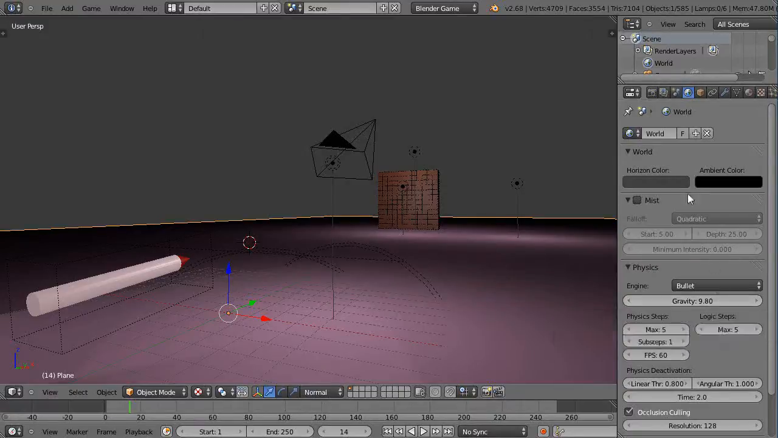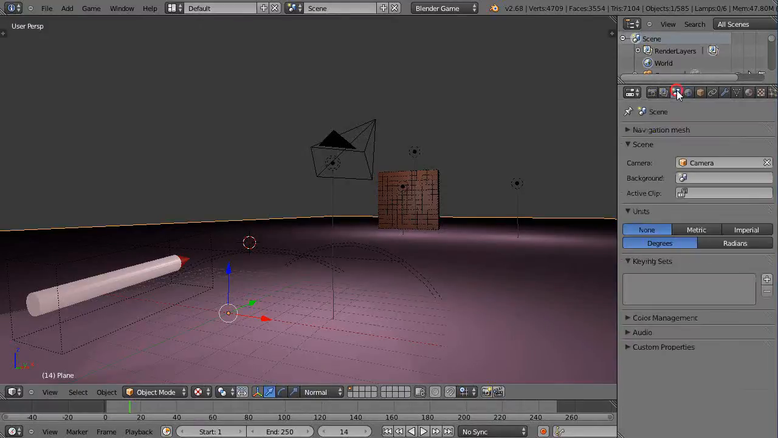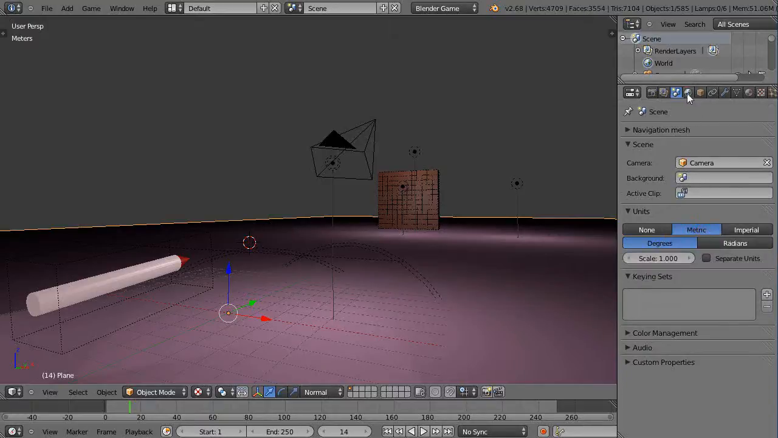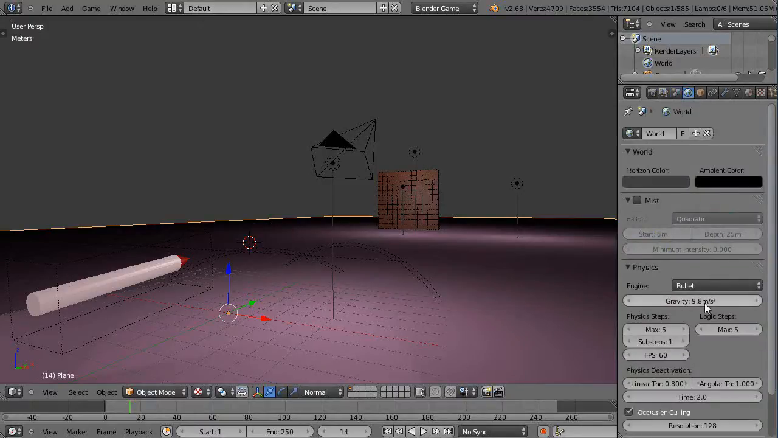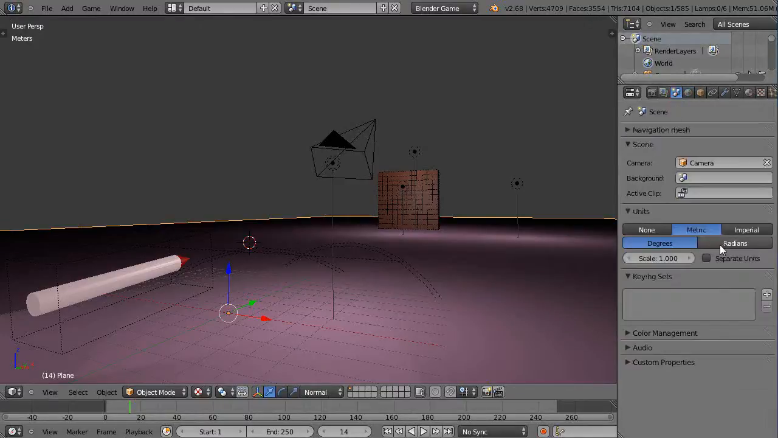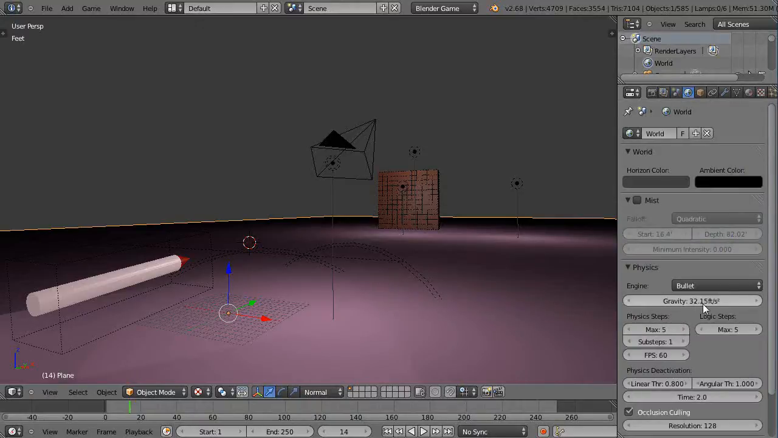So a lot of times the way I work is I'll start over in this scene setting, and by default the units start at none, and I'll change it to metric like this. And just by changing it to metric, when we come back in here, it now shows a more accurate setting: the acceleration of gravity is 9.8 meters per second squared. Or if in the US you'd set it to imperial, then when you look at it, it's the same as 32.15 feet per second squared.